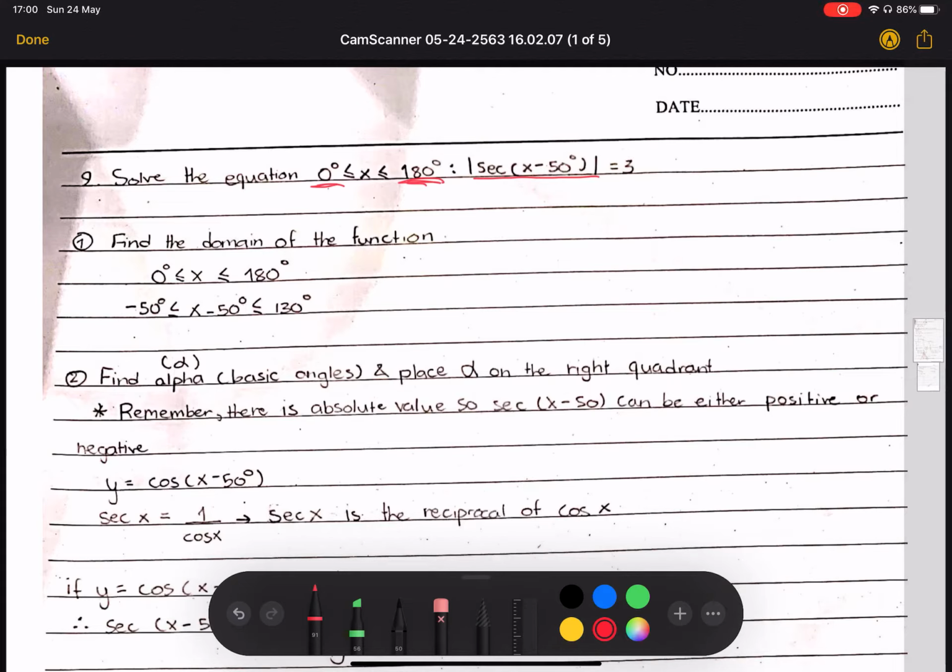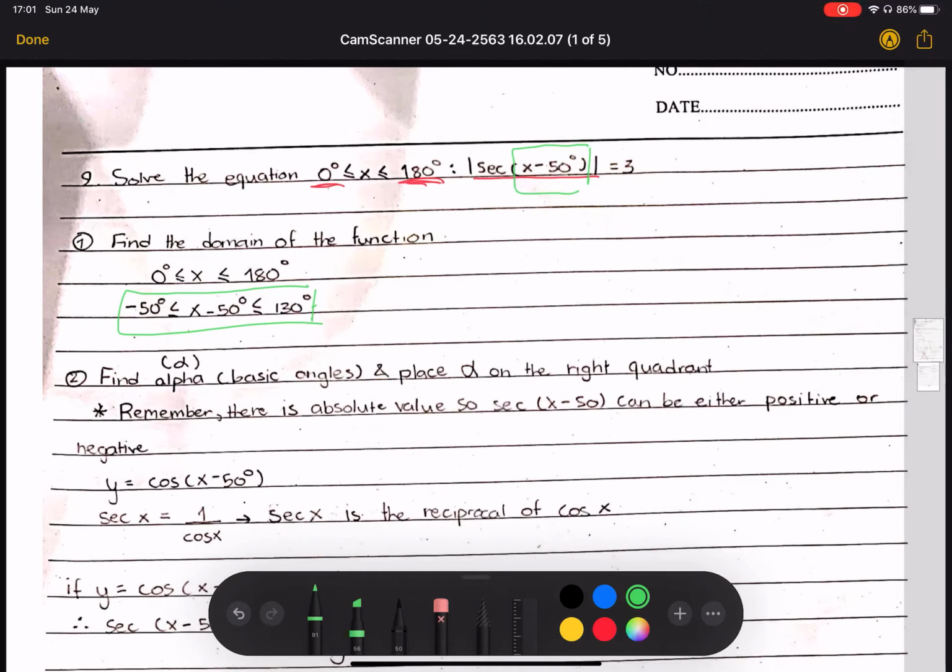x is between 0 and 180, but because our function is x minus 50, we have to minus 50 from both sides, and we will get x minus 50 is between minus 50 degree and 130 degree.